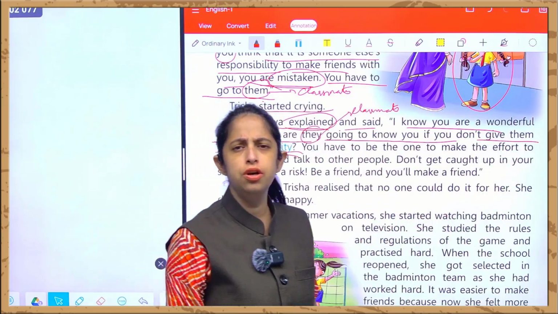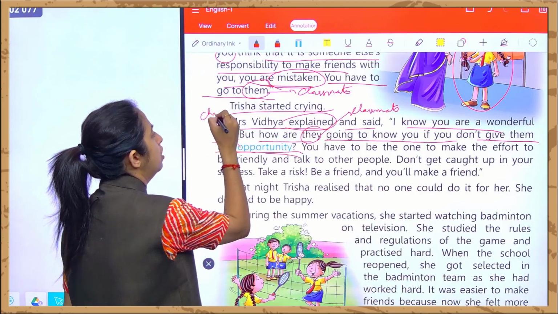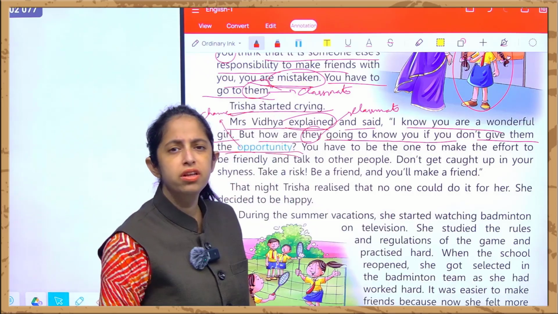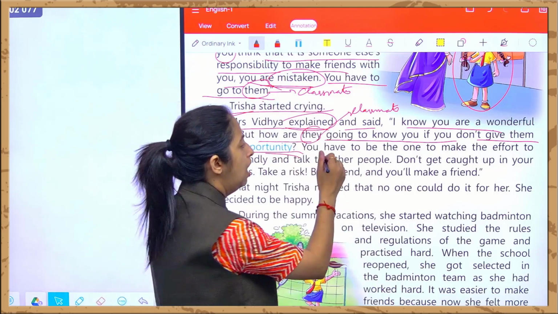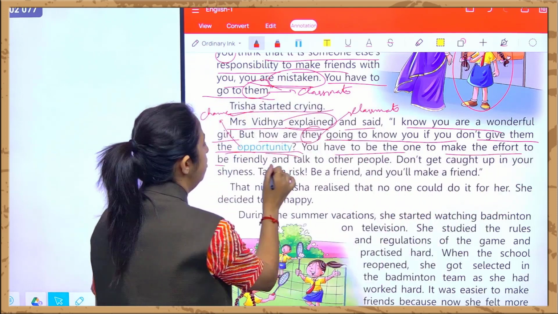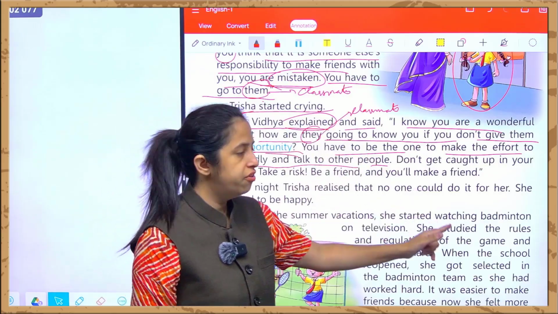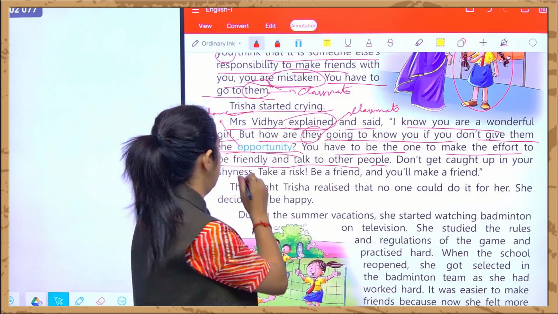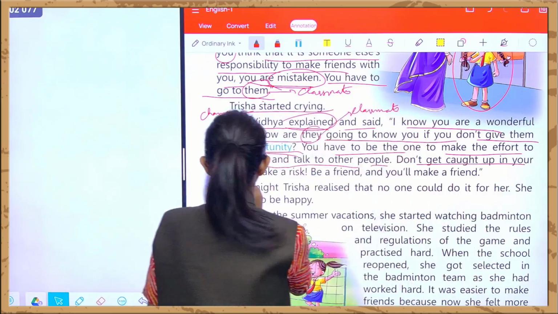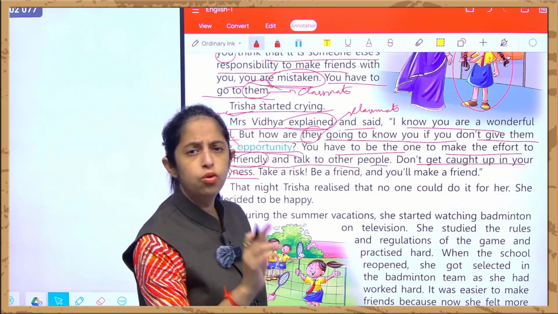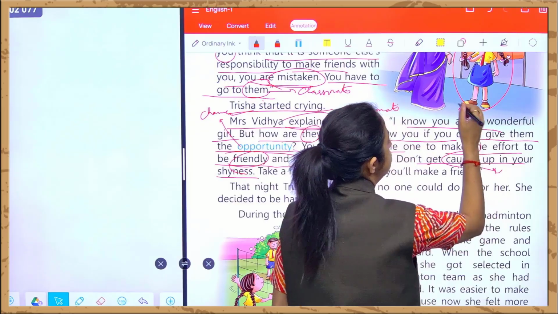What do you mean by opportunity? Mauka, afsar. You are not giving the students, your classmates, the chance to become your friends, and how would they be knowing that you are a wonderful girl? You have to be the one to make the efforts to be friendly and talk to other people. You yourself. We have to take the efforts. Effort means हमें जोर लगाना पड़ेगा to be friendly and talk to your classmates. Don't get caught up in the shyness. What the teacher is saying, that don't get caught up in the shyness. Catch का caught. This is a past tense of catch.